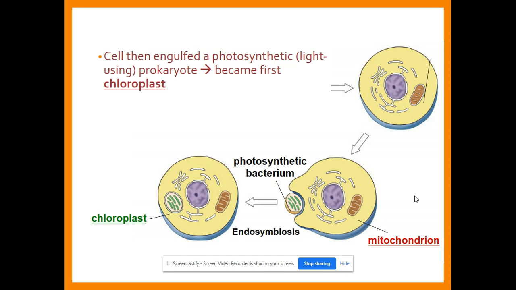Another event that would have created another precursor to eukaryotic cells would be a larger cell engulfing a smaller photosynthetic bacteria. The small photosynthetic bacteria would have been able to use light energy to convert that into chemical energy. Just like before, initially the small photosynthetic bacterium would have been able to live together with this larger cell that had engulfed it, but over many generations eventually became unable to live independently and became what we now know as the chloroplast.